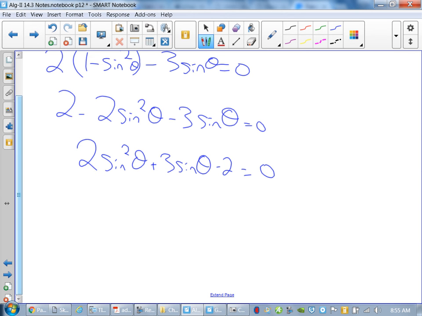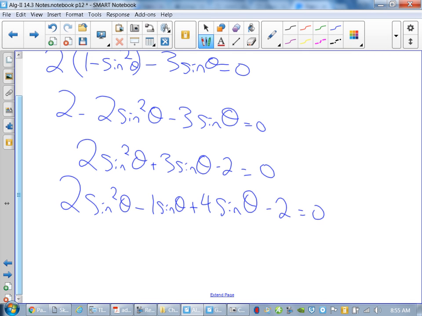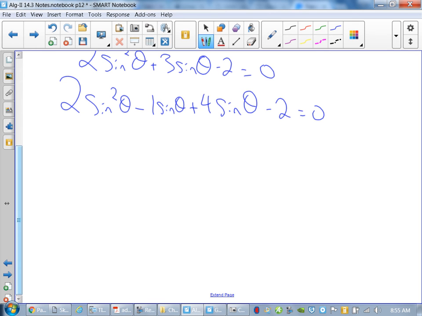So what's 2 times negative 2? What times what is negative 4 that adds together to get 3? Negative 1 and 4. So this means we would factor this via grouping. 2 sine squared theta minus 1 sine theta plus 4 sine theta minus 2 is 0. What's 2? If it was 2 and 2, what would it add to then? See what I'm saying?